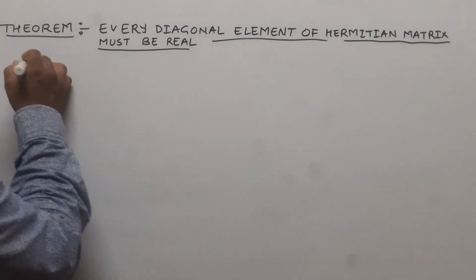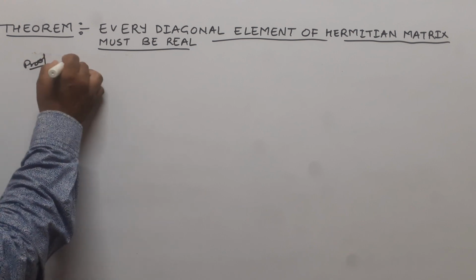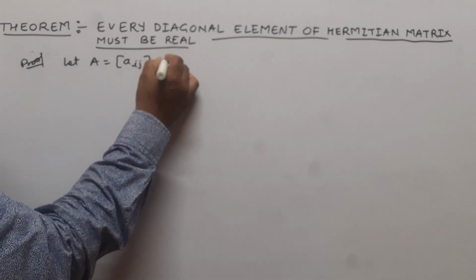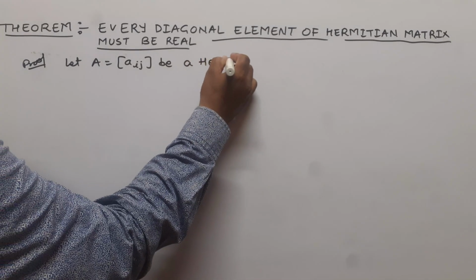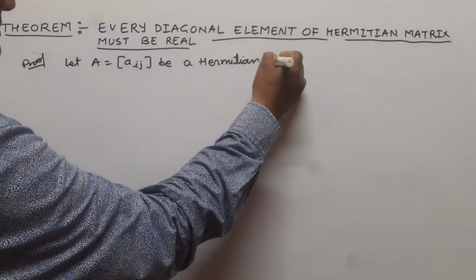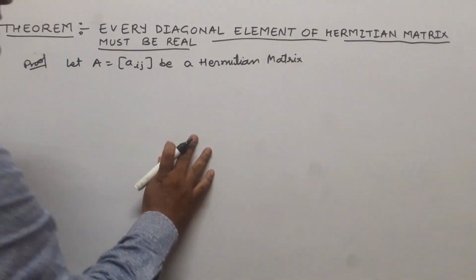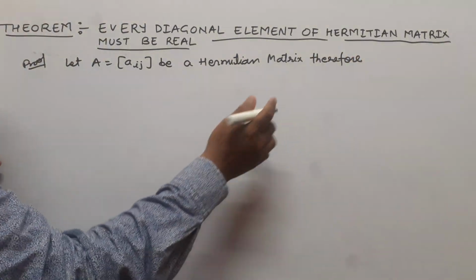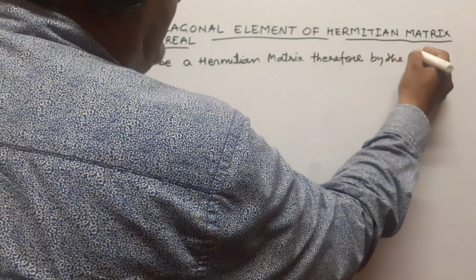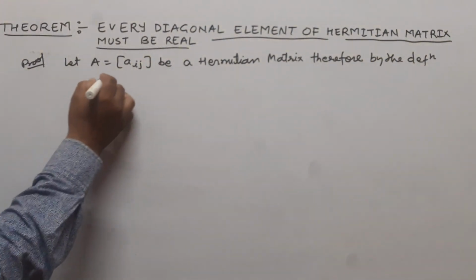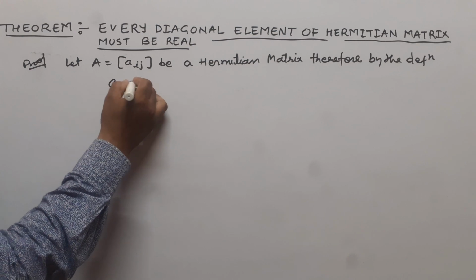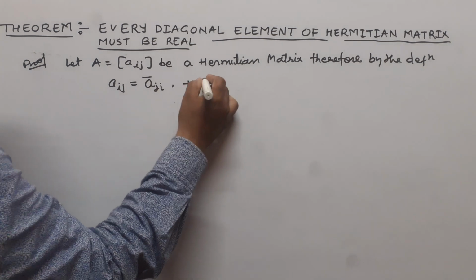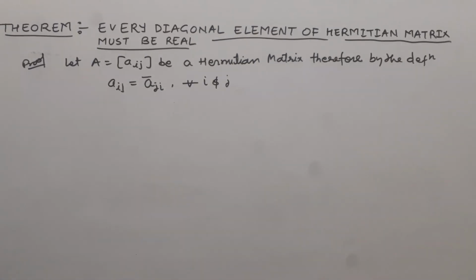So first we suppose that A equals Aij is a Hermitian matrix. Therefore, by the definition, Aij is equal to the conjugate of Aji for every i and j.